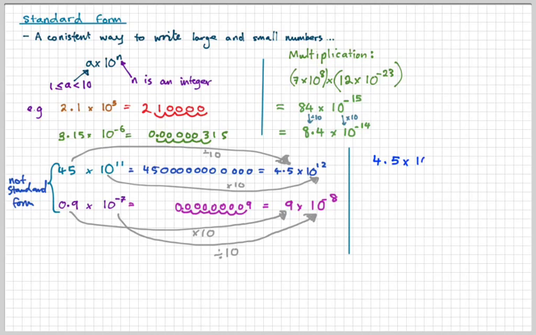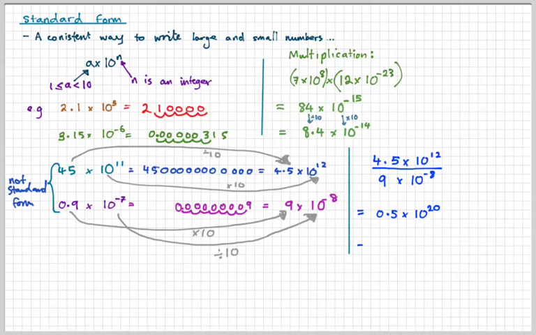Excellent. Looking at a division problem, you should have already done this, so if you haven't, pause the video now. Okay, so this is the question. 4.5 divided by 9 is 0.5. 10 to the 12 divided by 10 to the negative 8, well, we subtract the indices. 12 take away negative 8 is 10 to the power of 20.